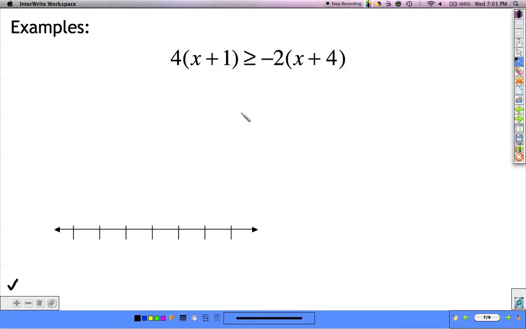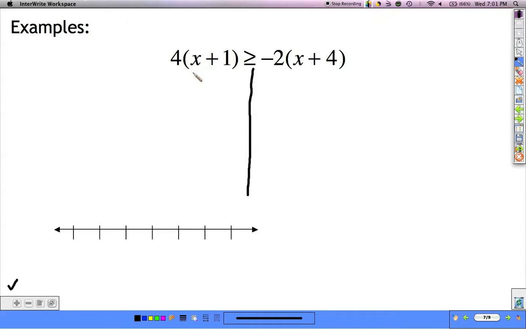Okay, another example we want to look at. I want to take a look at what may be a slightly more challenging example. We have 4 times the quantity x plus 1 is greater than or equal to negative 2 times the quantity x plus 4. That seems like it's going to be way harder than it really is, but we have to just look at each part, one part at a time, and it should really simplify itself.